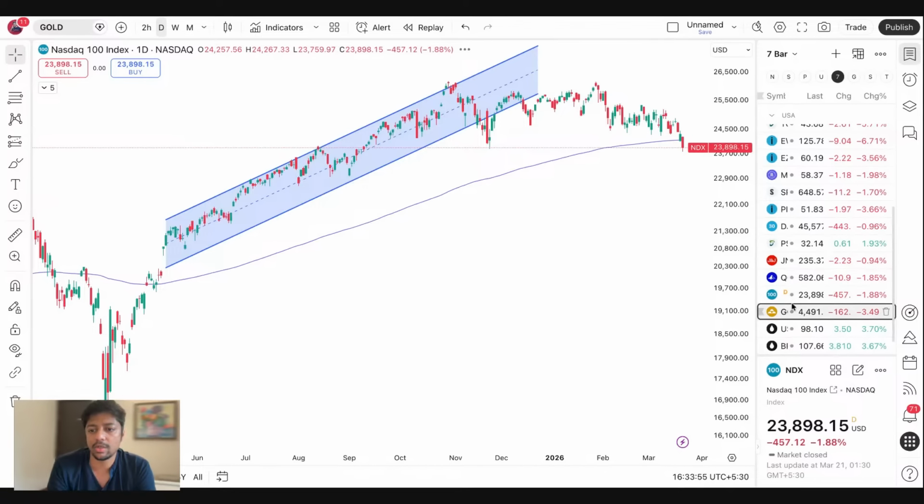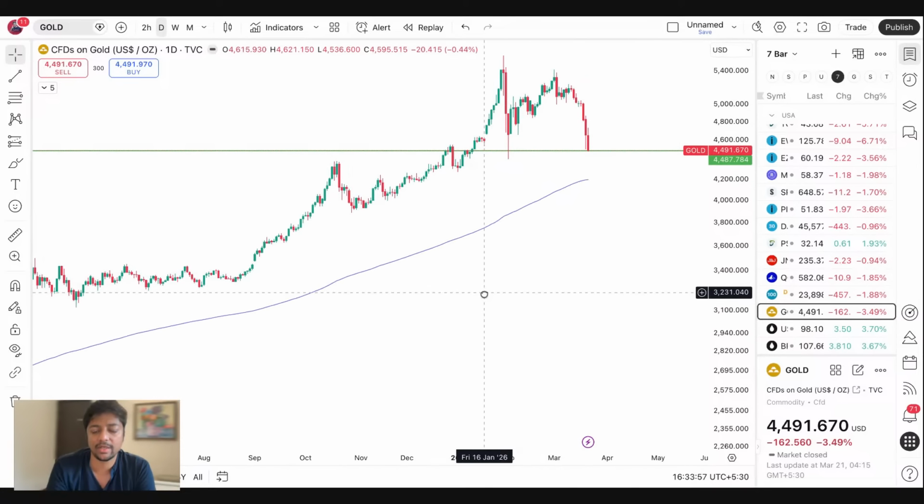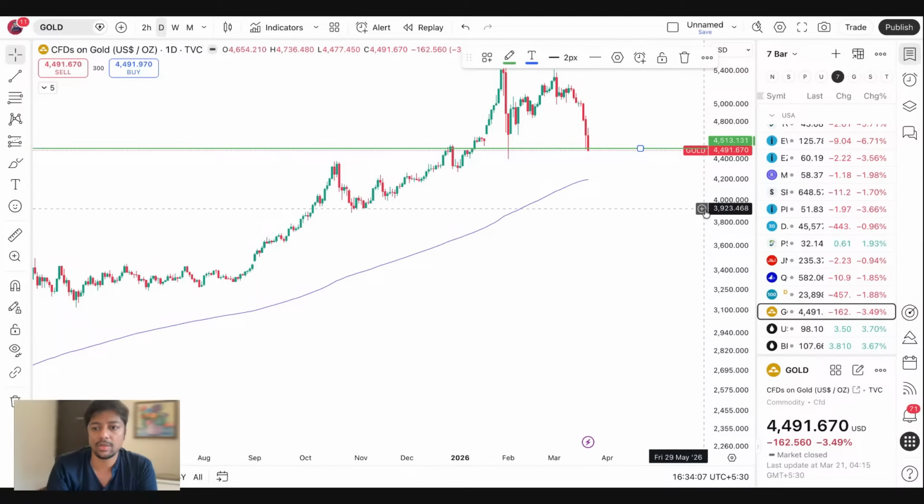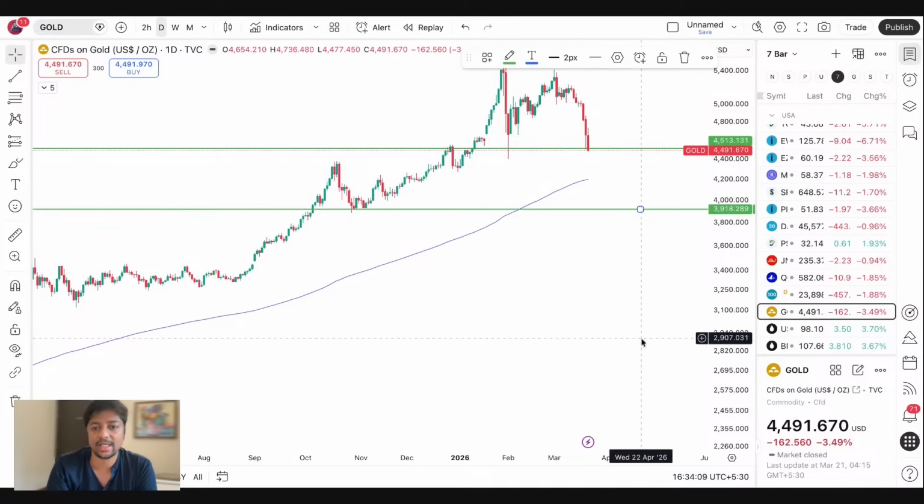Coming to gold, gold has also become quite weak. If you look at gold, it has come back to its previous breakout zone. Not looking good at all. I believe that if gold breaks this 4,500 level and it can't sustain, then the next support looks at 3,900 only. So gold also is not looking good. Now, yes, there is a lot of question on Shashank. Why is gold going down? It should be going up because there's a war.